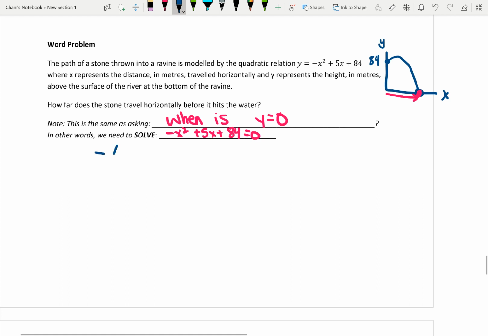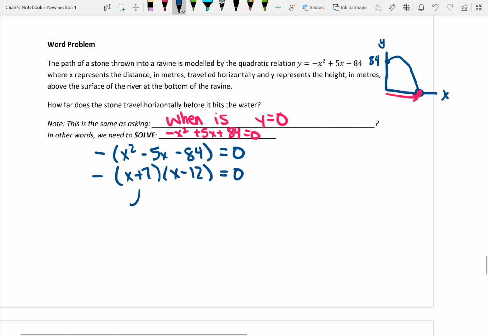But if we factor out a -1, we actually have a simple trinomial because now the a value is 1. So we can think through the numbers that multiply to -84 and add to -5. As you explore the different factors of 84, you will find that it is x plus 7 and x minus 12. So 7 times -12 equals -84 and adds to -5. So that means my solutions are x equals -7 and x equals +12.